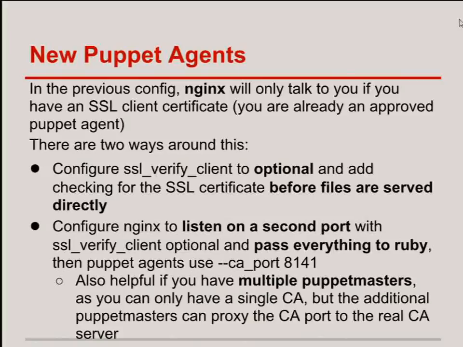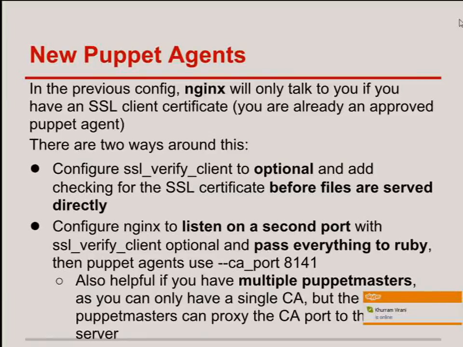And then in different location blocks, we'd have to somehow check and decide, all right, for these things, you have to be verified, and for these things, you don't. Normally, Puppet takes care of all that, but we've wired around Puppet in a number of places. And so we'd have to add our own access checking. So rather than that, we've created a second Nginx config on a different port, basically the normal port plus one. And we have verify client optional on, but we don't have our workarounds. So everything goes through Ruby.